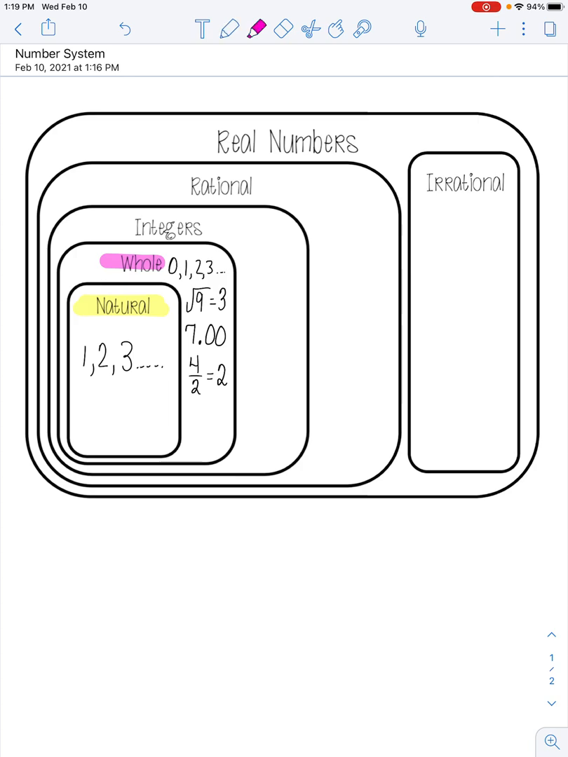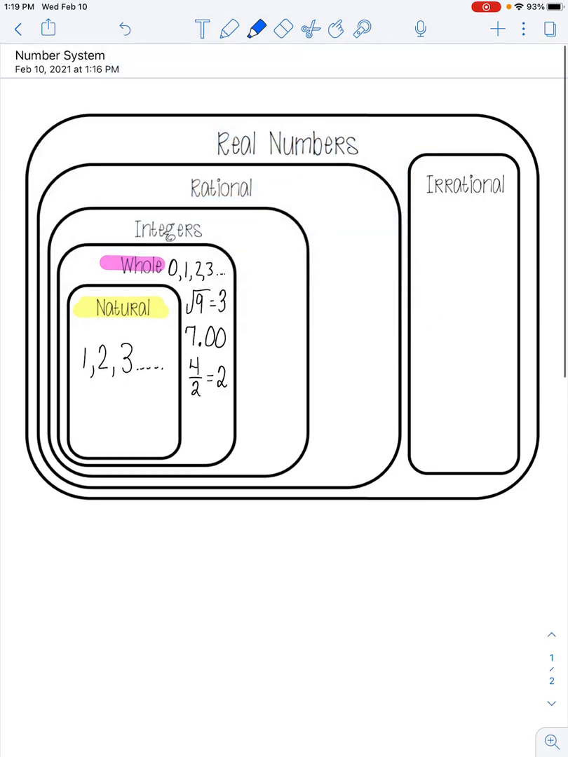Now let's go up and talk about integers. Integers are when we bring in negative whole numbers. So -2, -1, 0, 1, 2, and so forth. All of those are integers, positive and negative whole numbers. So when we look at something like this, negative square root of 49, what's the value of negative square root of 49? -7, and -7 is an integer.